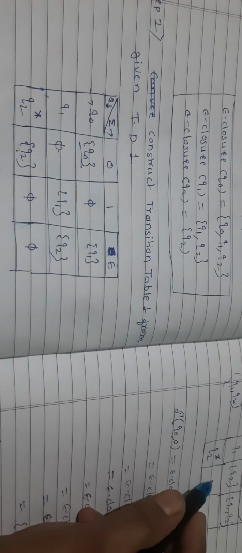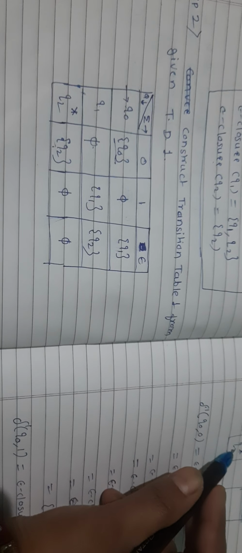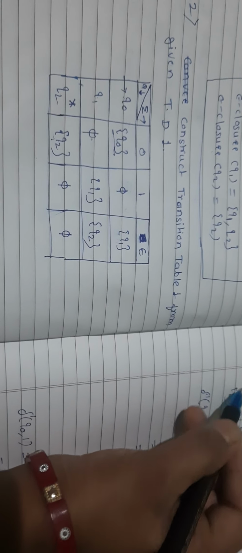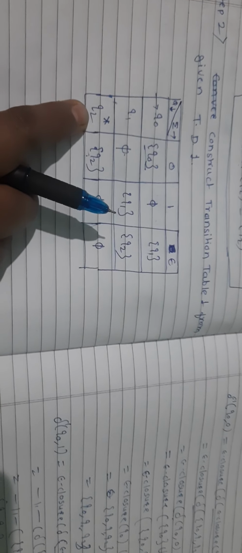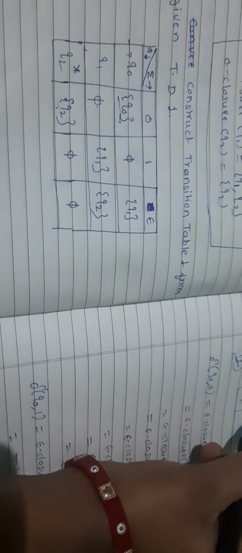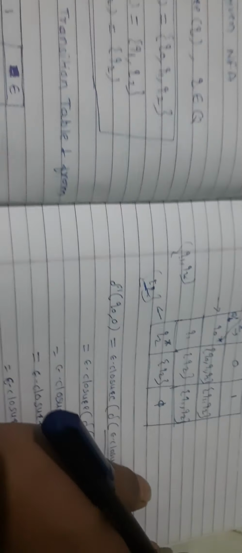Now here what will be? First take the epsilon closure of Q2. It is nothing but Q2. It means that we have to consider only one state from the previous table, so only one row, that is the Q2 row. Then the union is nothing but Q2 itself, and again the epsilon closure of Q2 is nothing but Q2. And for phi, the epsilon closure will be phi. So this way we can complete the table.